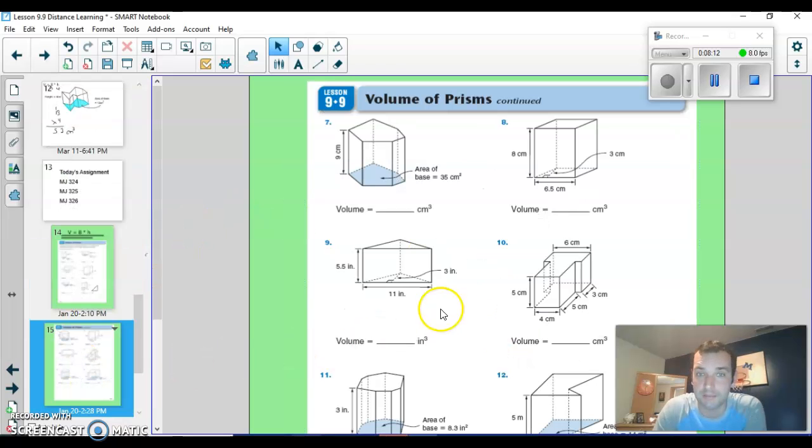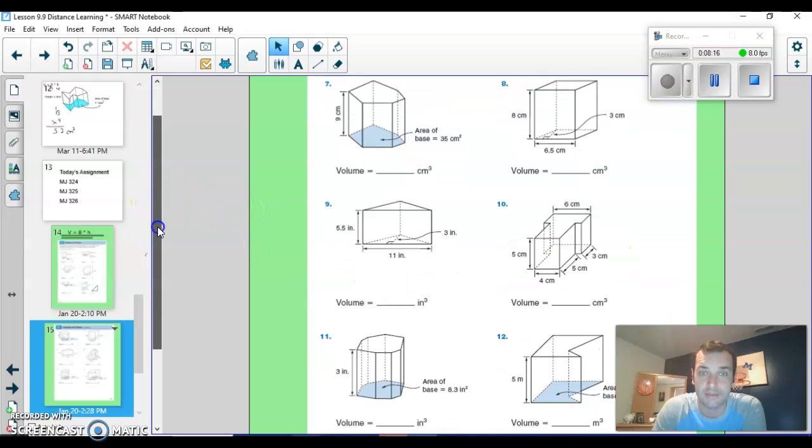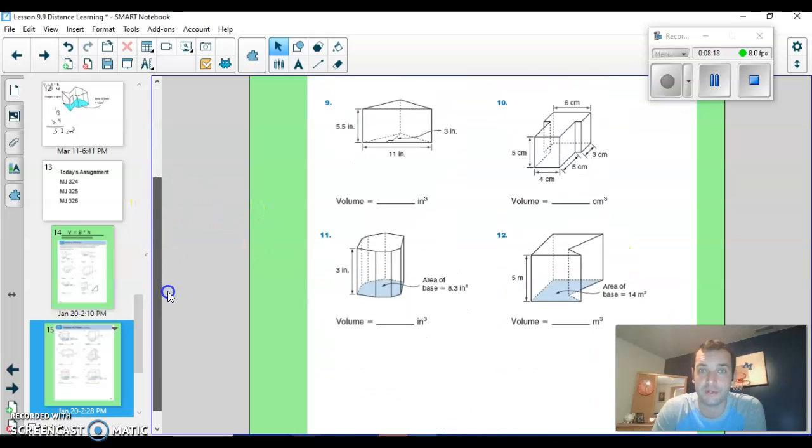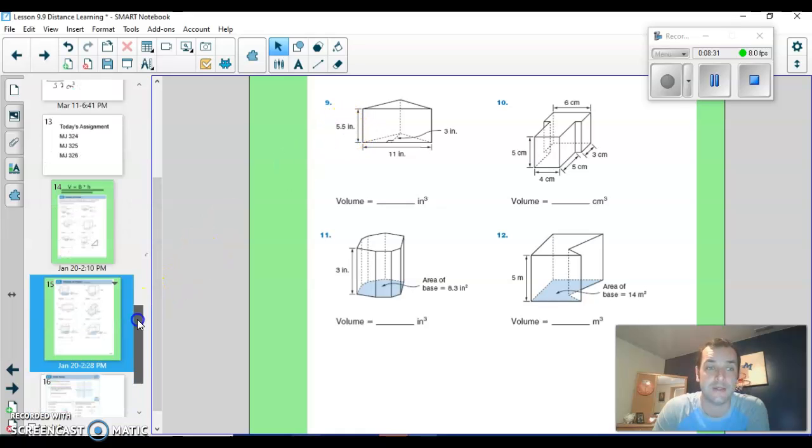Here's the next page 2. We already saw a problem that looks a lot like this. But yeah, kids, you should be able to figure this stuff out really well. Right here, they didn't find the area for you, so you're going to have to find the area of that triangle. And we've worked on this in previous lessons. Half the base times the height will give you that area of that triangle and multiply it by the height.